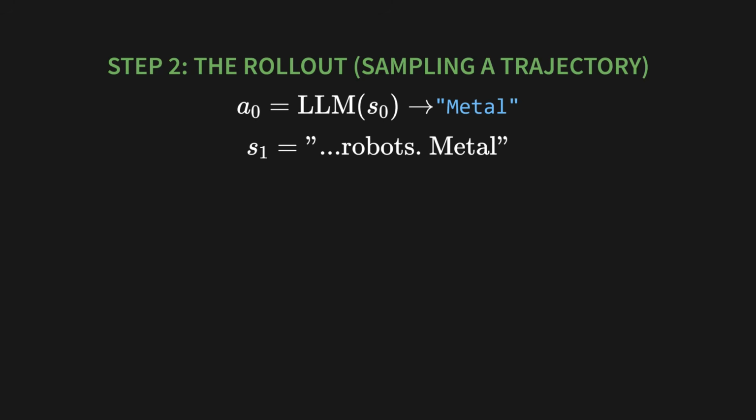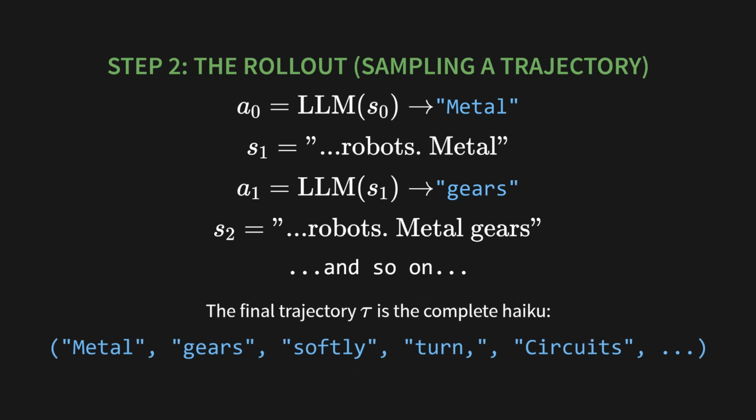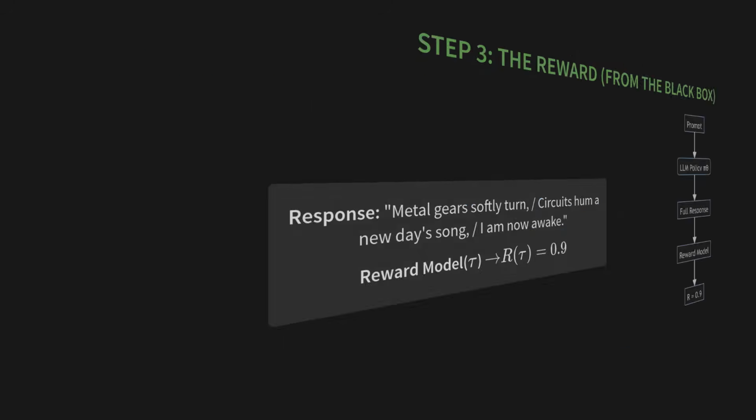Now the state updates to "robots, metal". The LLM takes that state and generates the next token, A1, "gears". The state becomes "robots, metal gears", and so on, until we have our final trajectory, tau, which is the complete haiku, the sequence of words: metal, gears, softly, turn, circuits, and the rest.